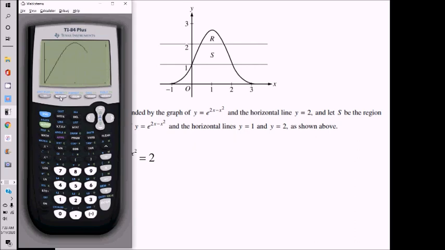So there's f of x, e to the 2x minus x squared. There's y equals 2. Let me do second trace, option 5 for intersect. Move my spider closer to that left side intersection. Press enter 1, 2, 3 times. And those intersect at 0.4461.